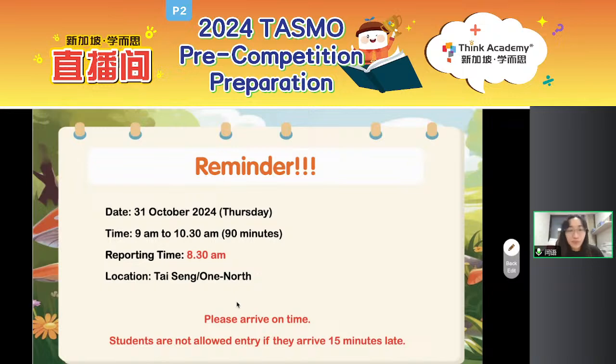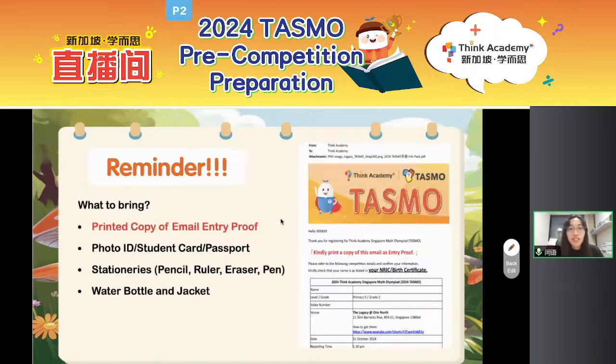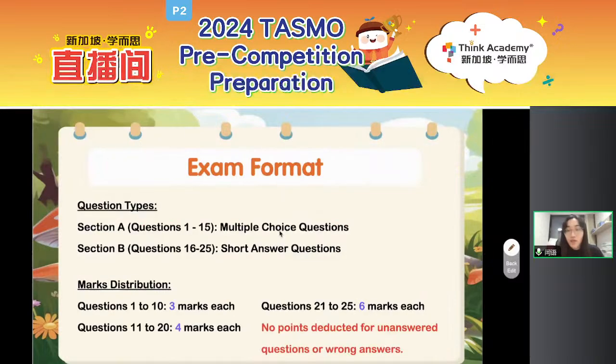Double check. And then what to bring? Printed copy of email entry proof. This is the most important thing, okay? And then the photo ID or student card or passport. Also bring your own stationeries and a water bottle and jacket. For the test, actually, there will be two sections. Actually, I introduced it before. For section A, all the questions are multiple choice questions. And for section B, all of them are short answer questions. No points will be deducted for unanswered questions or wrong answers, okay?